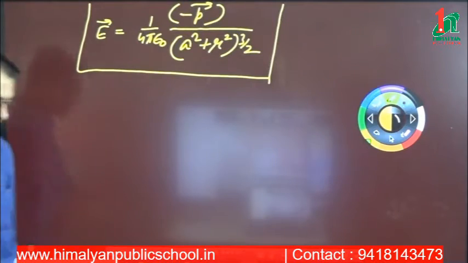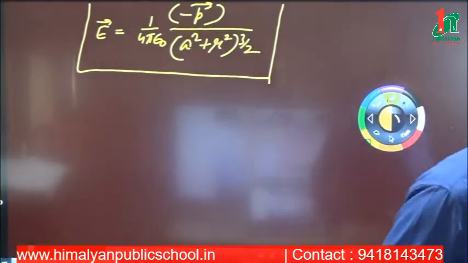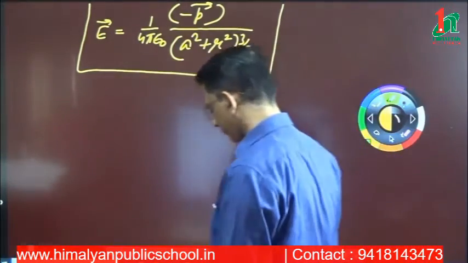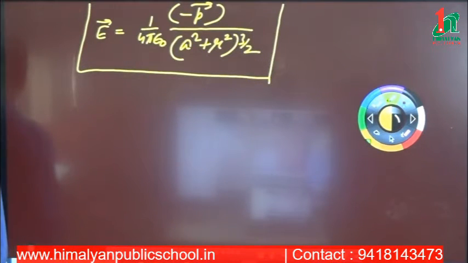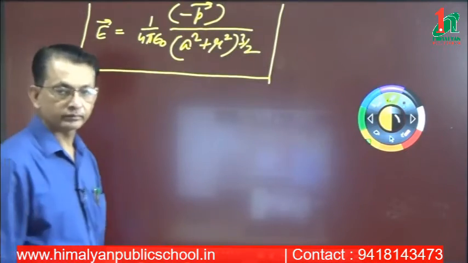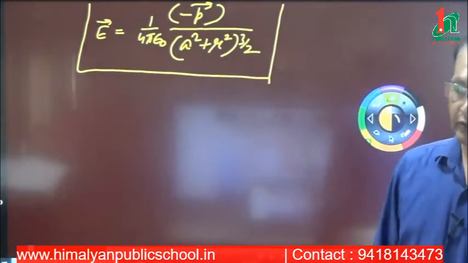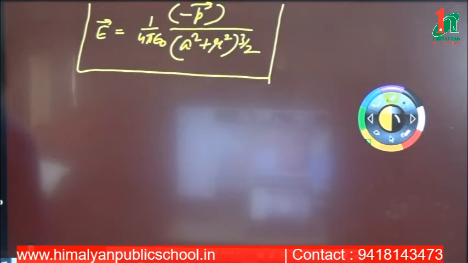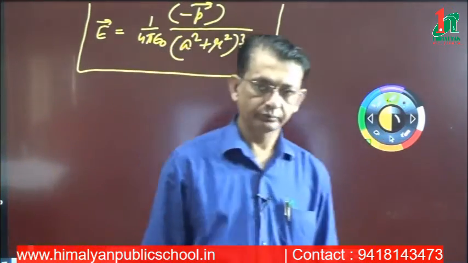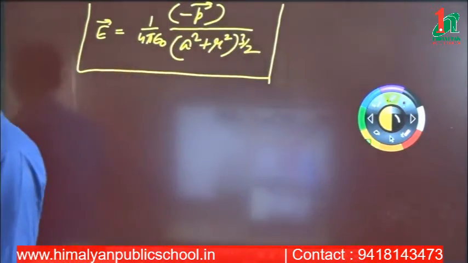Write down here, the negative sign indicates that the direction of the electric dipole moment and the electric field intensity are equal and opposite. So this is very simple.